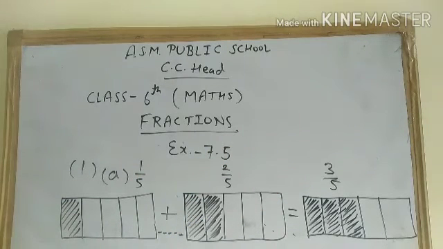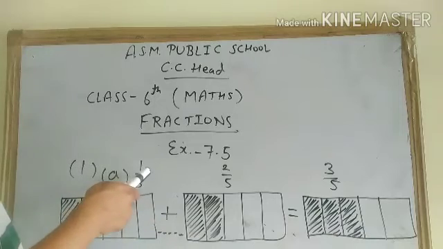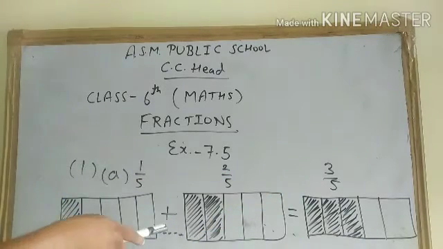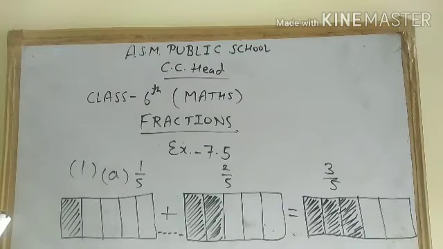Now the question is, here we have a blank and we have to choose a sign. That may be a plus sign or a minus sign, that we have to choose. So you can see, if we add 1 by 5 plus 2 by 5, then we will get 3 by 5. So you can put the plus sign here. This was the answer of the first question, and let's take its B part.